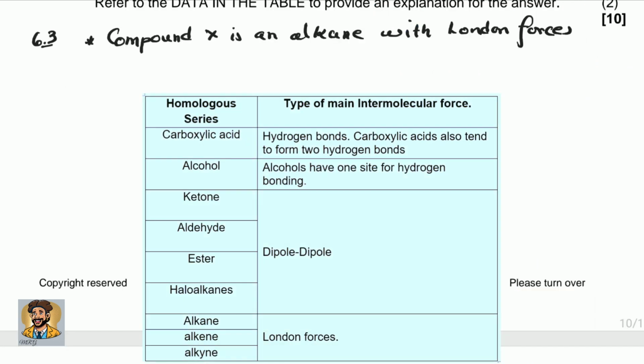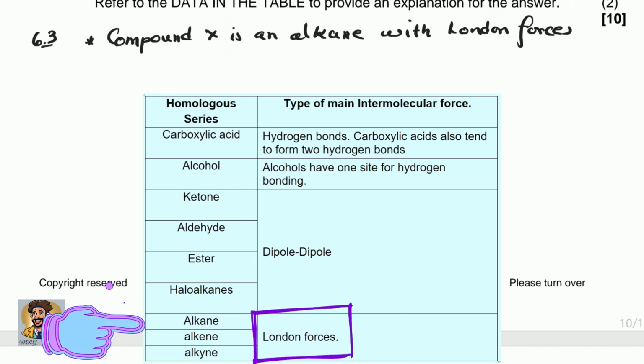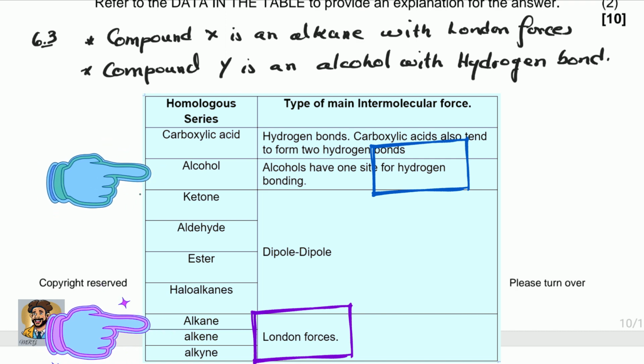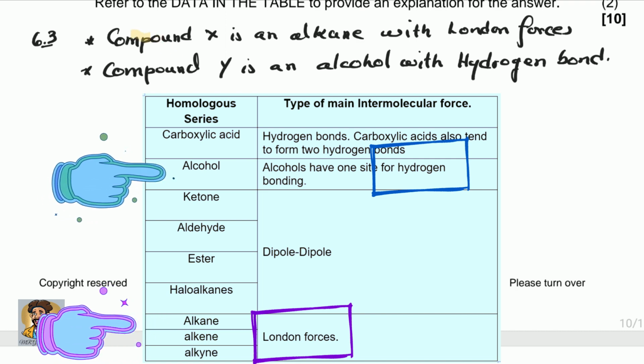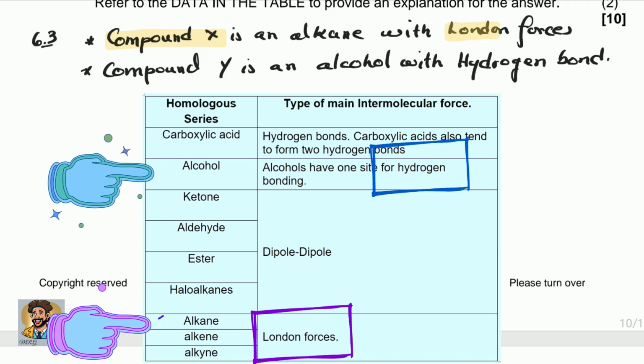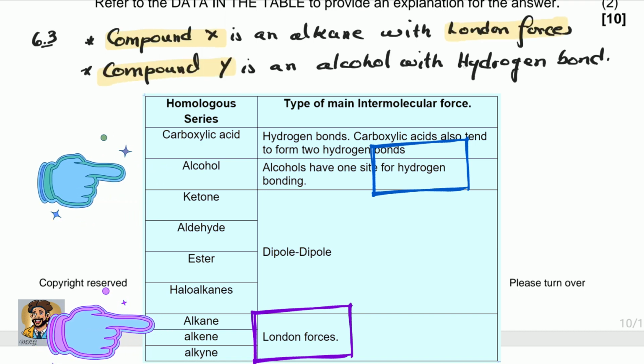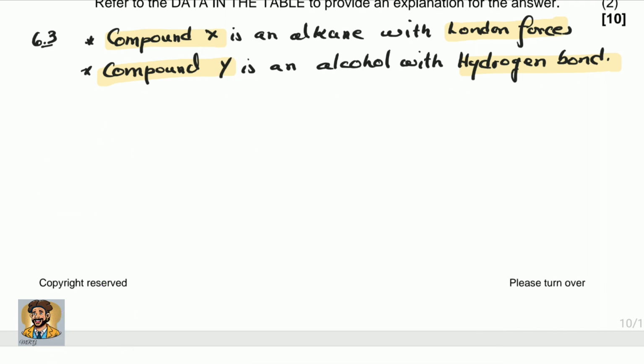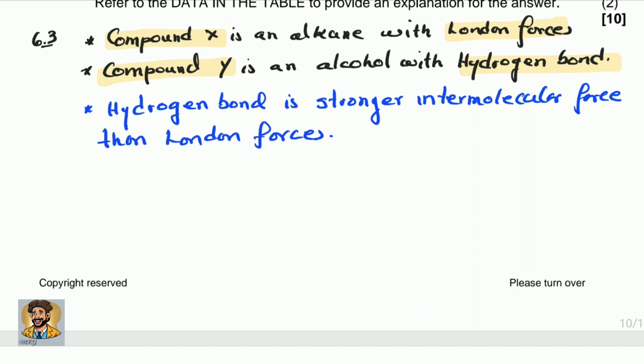Okay, so what would be the first thing you have to say? You'll have to say that compound X is an alkane with London forces, and compound Y is an alcohol with hydrogen bond. Important here is compound X has London forces, compound Y has hydrogen bond. What is the second thing you have to say now? Then you have to say that hydrogen bond is stronger. Now you're comparing stronger intermolecular force. Hydrogen bond is stronger than London forces. That is the other part here.